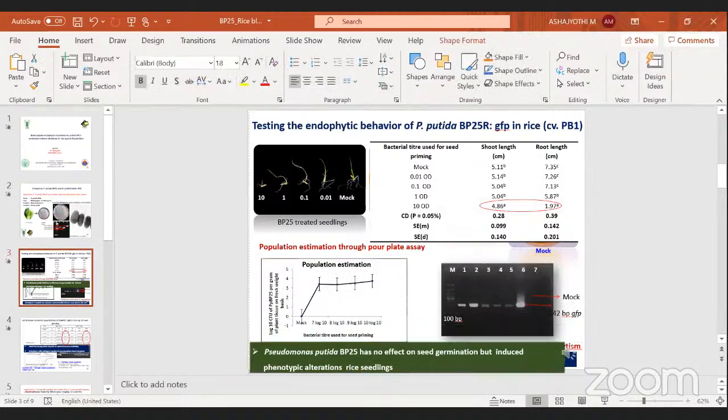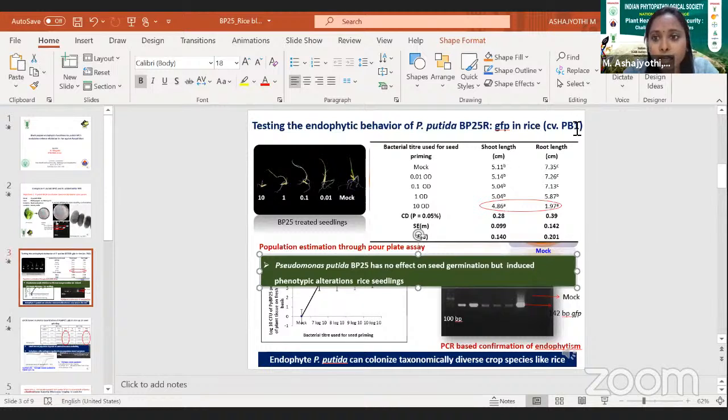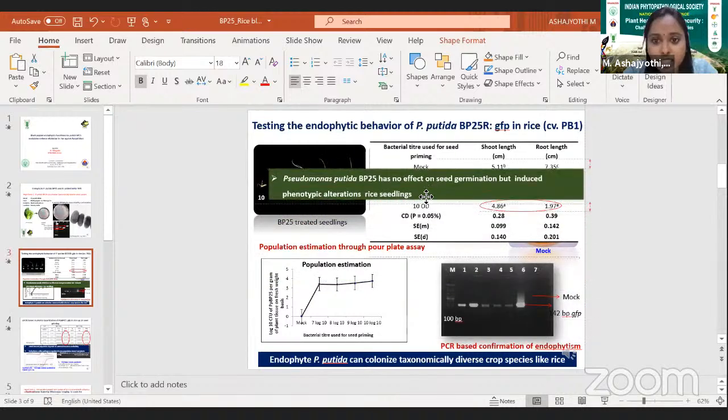For this, we soaked rice cultivar Pusa Basmati 1 seeds in decimal dilutions of bacterial suspension for 24 hours, and the seeds were grown in sterile petri plates under greenhouse conditions for 15 days. After 15 days, the plant phenotype in terms of root length and shoot length was measured, and interestingly, we found that at higher concentration, the endophytic bacteria were able to trigger root phenotype alteration in rice also. However, there was no significant effect on seed germination.